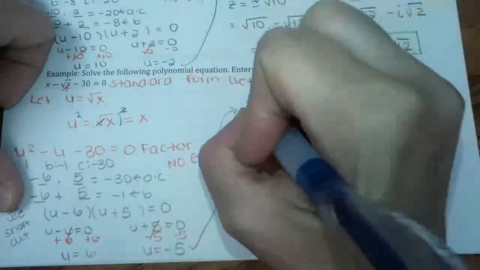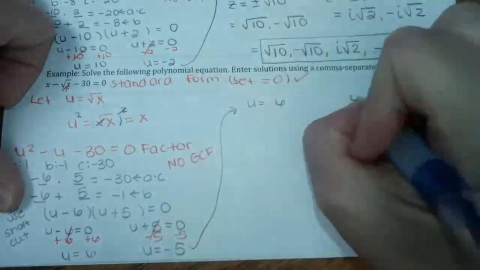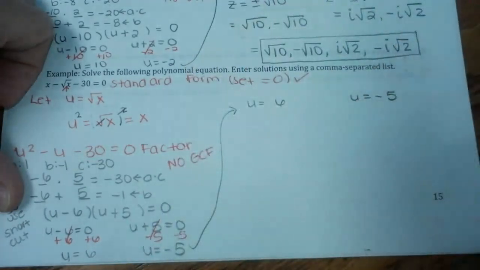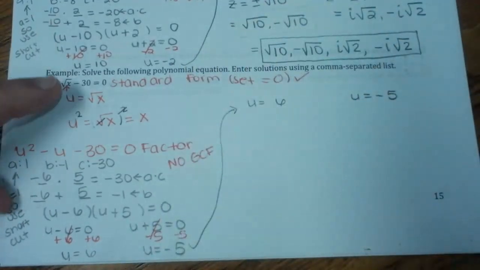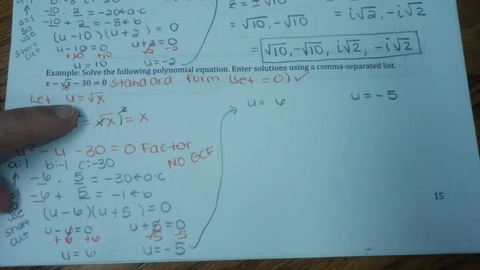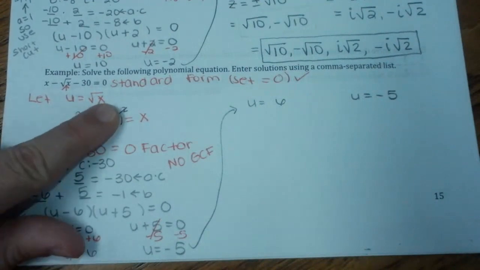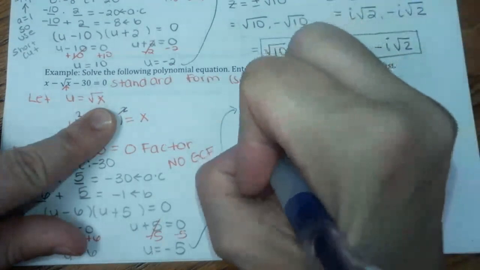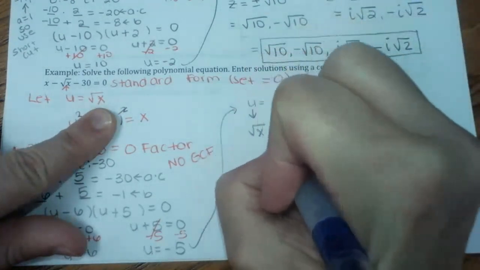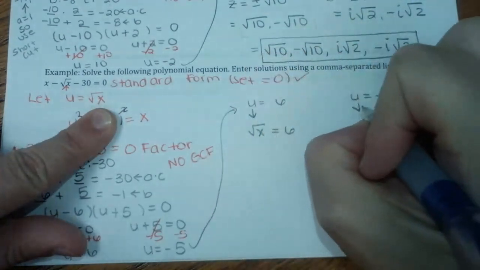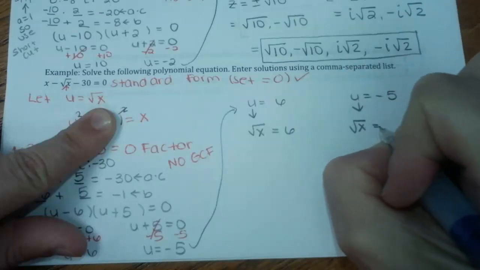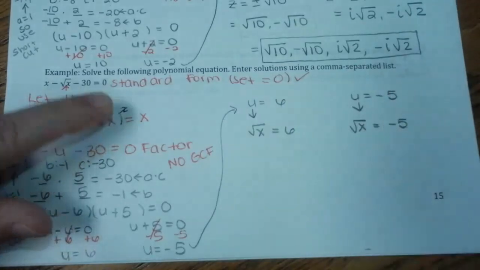But then coming up here, U equals 6 and U equals -5. U was not in the problem. We just used it to help us factor more easily. So instead of U, I know U is the same thing as the square root of x. So I can write the square root of x equals 6, and the square root of x equals -5.